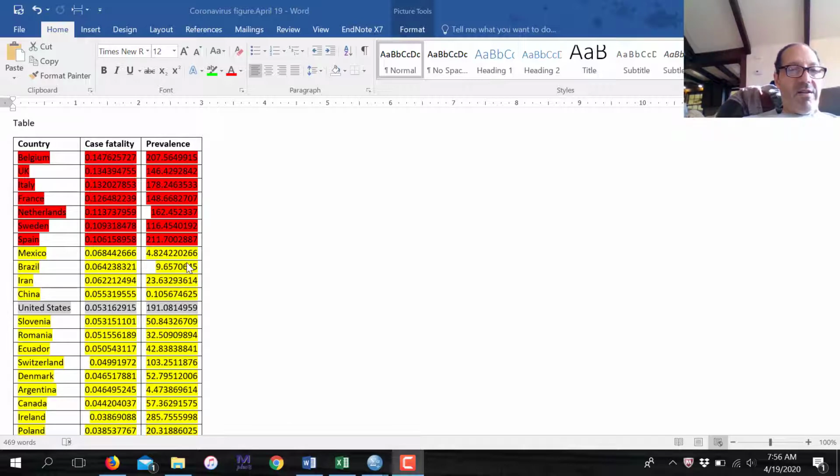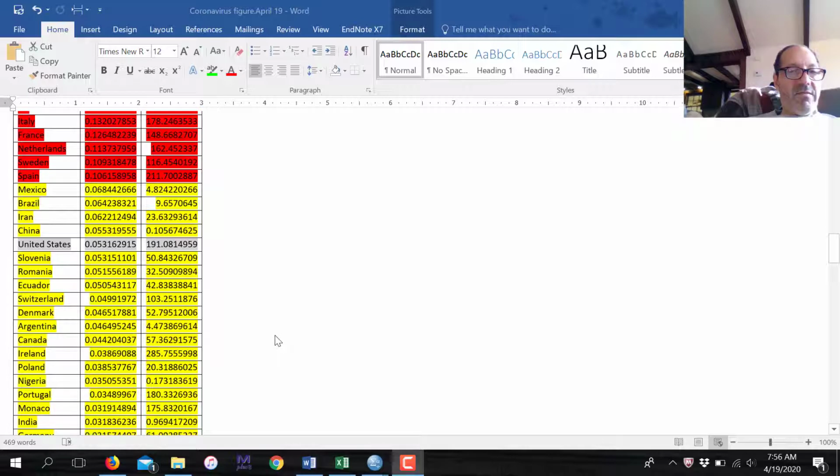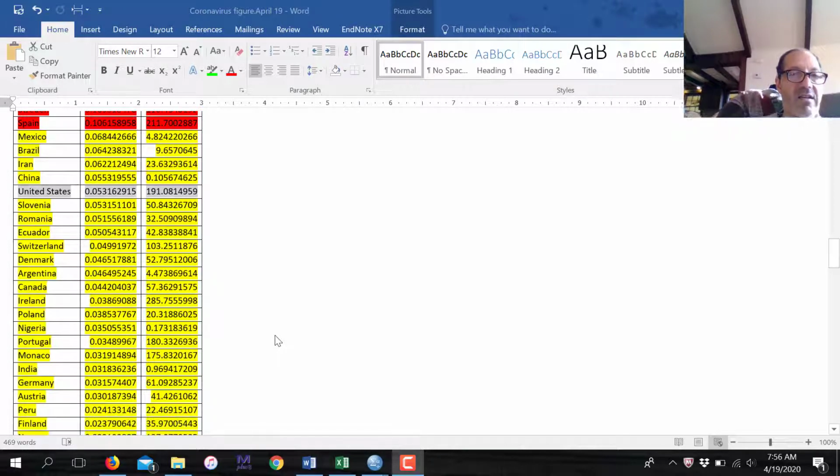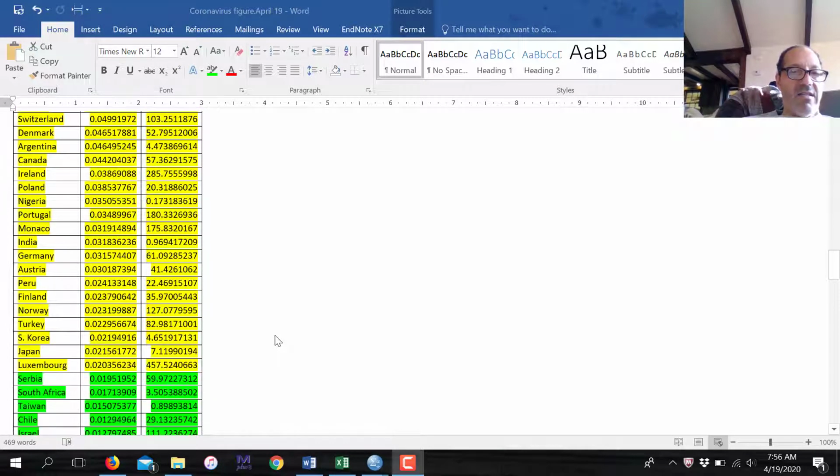And then the countries that I consider in yellow, including the United States, although I highlighted it in gray here, are from 2 to 7% case fatality. We're at 5.3%. A lot of that's driven, of course, by New York City and New York and Michigan that have high case fatalities and high prevalences. So I added Peru in here. It has a case fatality of 2%. I added Finland. It's like 2.4%.